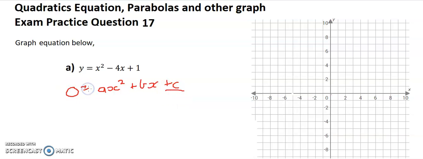That means that our c is our y-intercept. So straight away, I'm just going to say my y-intercept is 1 and put it on my graph.